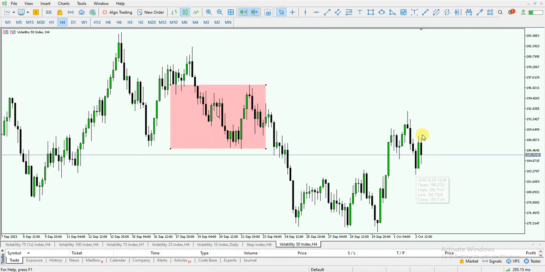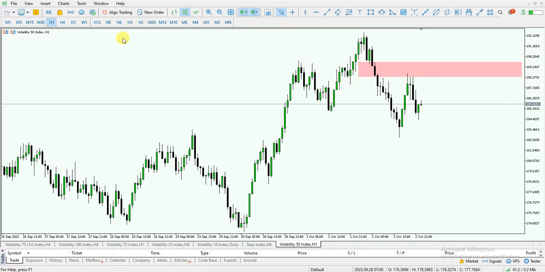So where do you execute your trade? Inside this area where we have this fair value gap before this other block. Okay, so where you seek to execute your trades is inside this area. Now we have the structure shift already confirmed. Now how do we execute a trade inside this area? Let's go down to the 1 hour time frame.